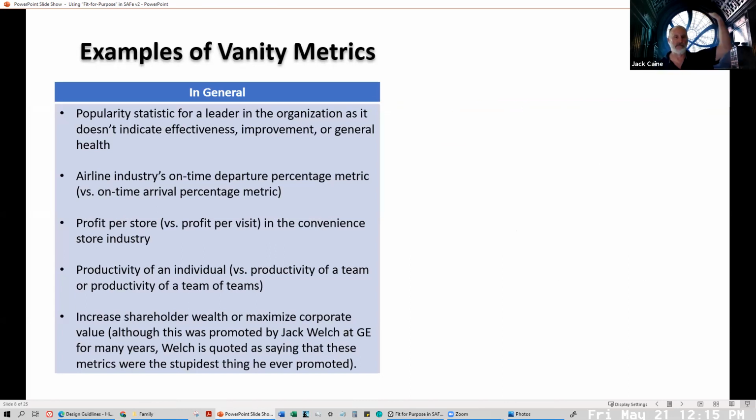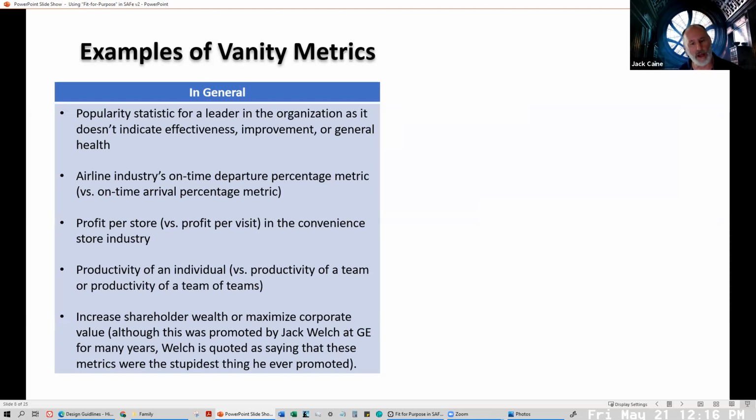Here are some general types of vanity metrics that you've probably seen out in the world. For example, the popularity statistic for a leader in the organization, as it doesn't really indicate effectiveness, improvement, or general health. The airline industry's on-time departure percentage metric, versus something that would not be a vanity metric, on-time arrival percentage. Profit per store versus profit per visit in the convenience store industry. Productivity of an individual versus productivity of a team or a team of teams.